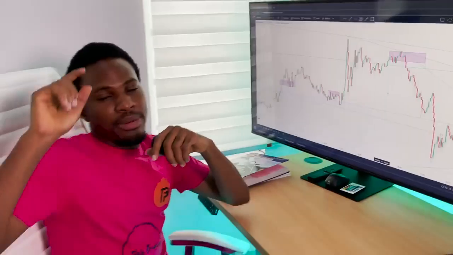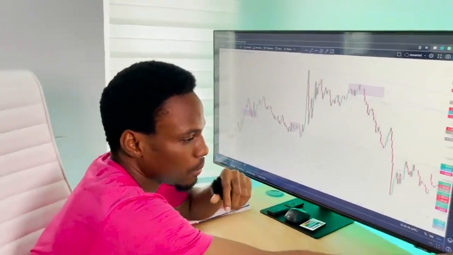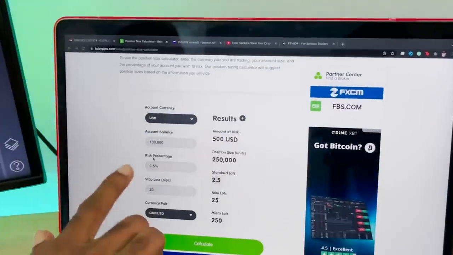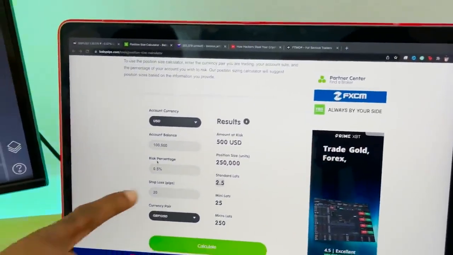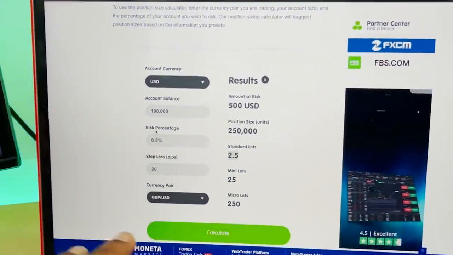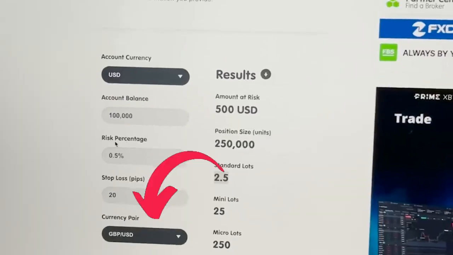Now, there's another trick. My stop loss is always 20 pips on average, so it could be less most times, but I don't allow it to go beyond 20 pips. So now here's the trick. Each time, you can see on my Babypips position size calculator, let's say for example, I'm trading a 100K account, and my risk percentage every time is always 0.5%. And my stop loss is 20 pips. That's because on average, I always intend to risk 20 pips. And my pair, of course, is GBPUSD.